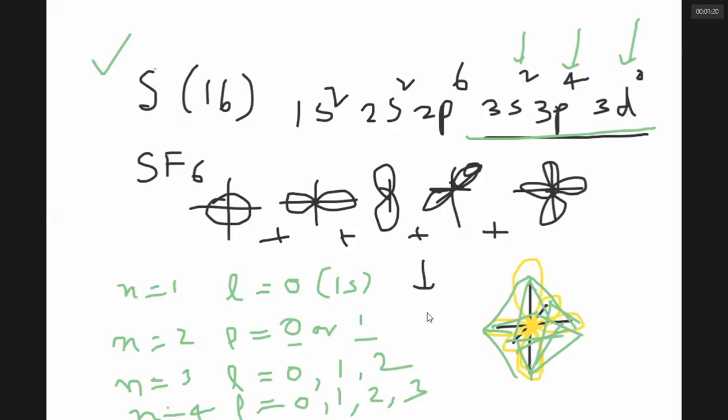Can I have a 2d orbital? No, sir. Because if n is equal to 2, L cannot be equal to 2. That's the reason why.